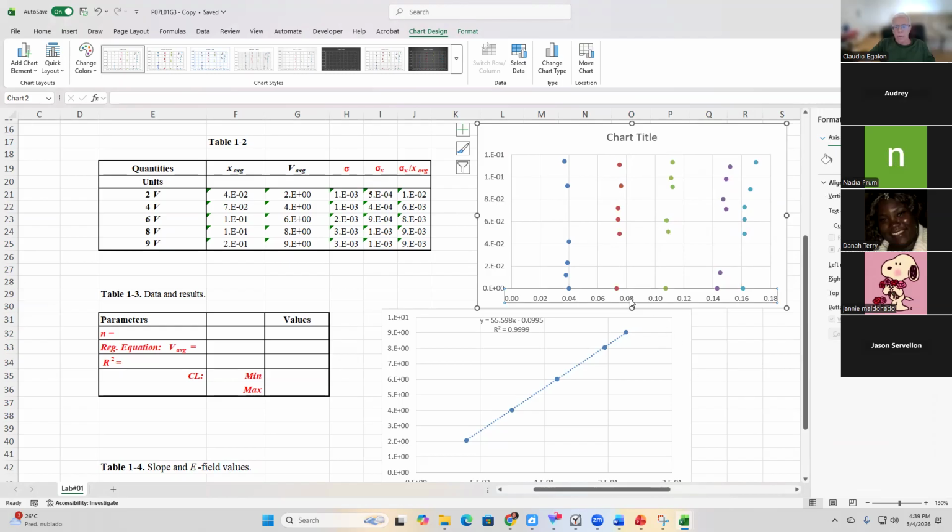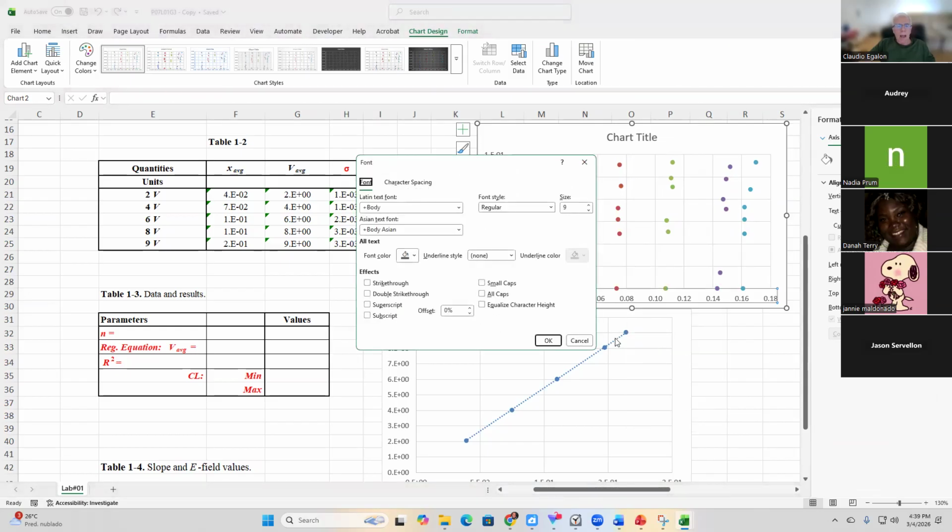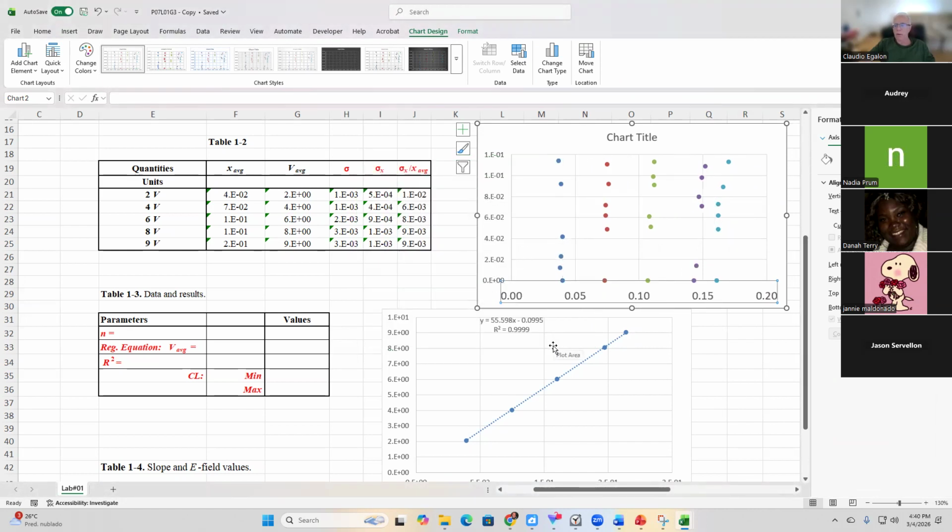And you want to increase the size of this font as well. Let's see if we can do that. Font, yeah. Click it, right click it, font. I want to increase to 14. Let's see, 14 is a good size. Yeah, so 14 is a good size.